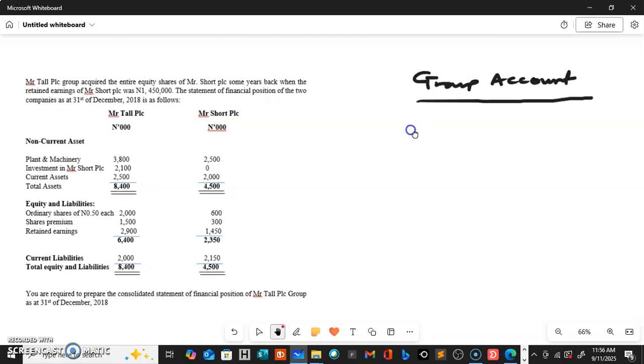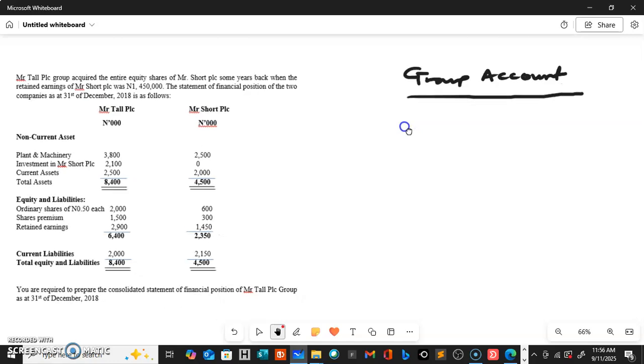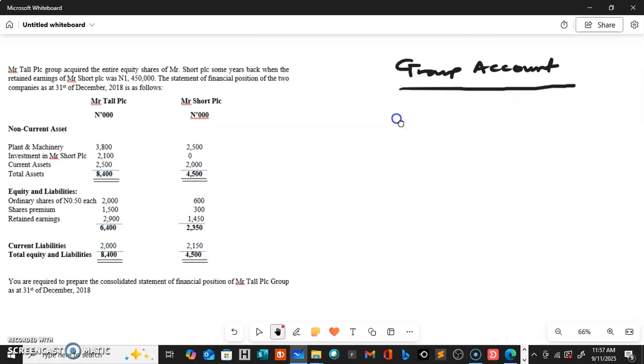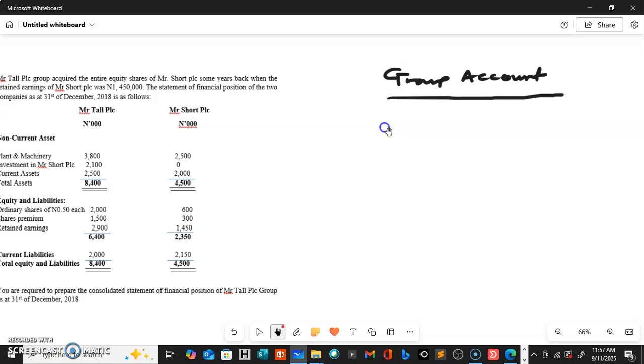So right now, in the question that we have here, we're told that Mr. Top PLC Group acquired the entire equity shares. If the company acquires the entire equity shares, it means that this company has 100% ownership of this subsidiary company. So let us start with the workings, so that we don't take much of your time.